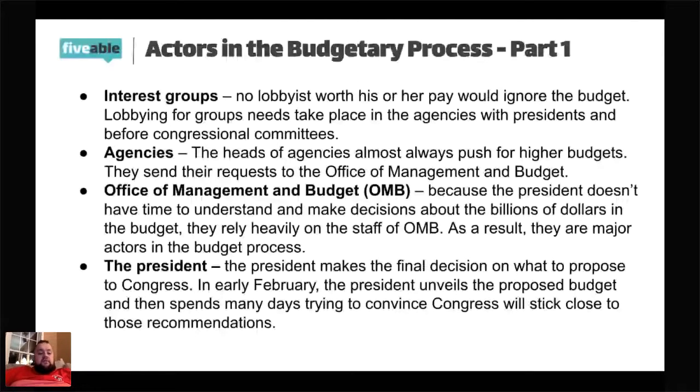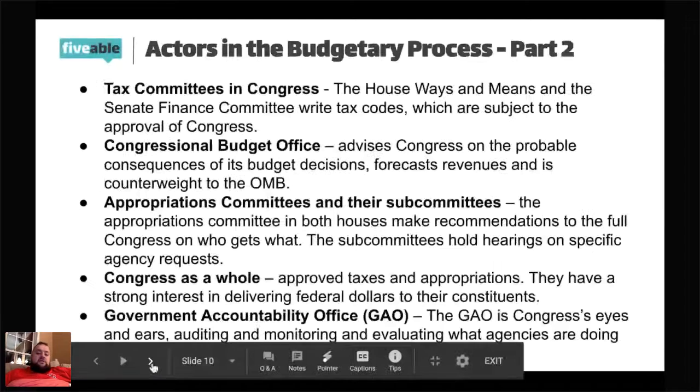So when that draft of the budget's done, when OMB's put it together, they send it to the president, and the president goes through it line by line and basically says, yep, this is good, or no, this isn't. And then in February, he unveils the proposed budget, like I said, on the first Monday in February, and sends it to Congress. So then when it gets to the congressional side, these are the actors on their side.